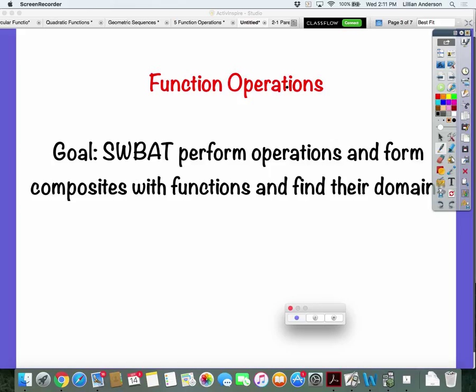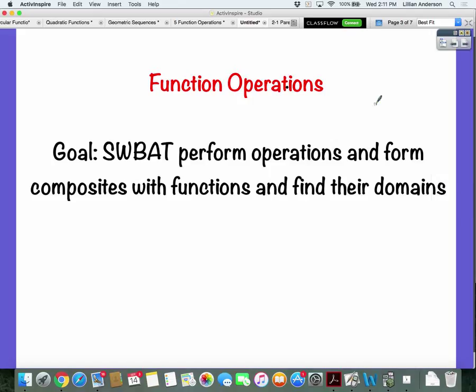All right, so today we're talking about function operations. By this lesson, this should be familiar to you, okay? You did it at some point in Algebra 2. But you are going to be able to perform operations and also find the domains, okay? Perform operations and find the domains.